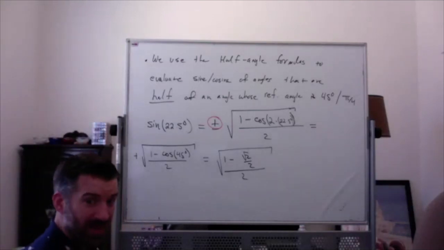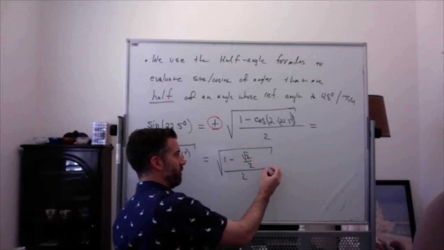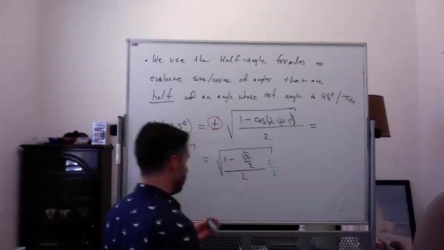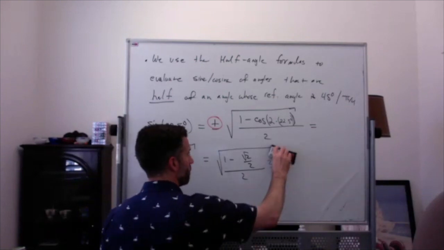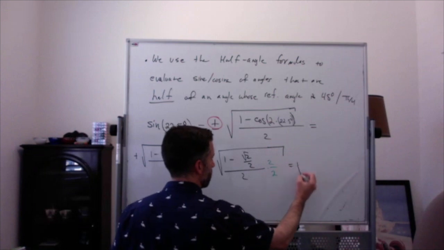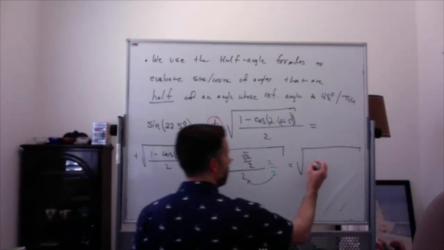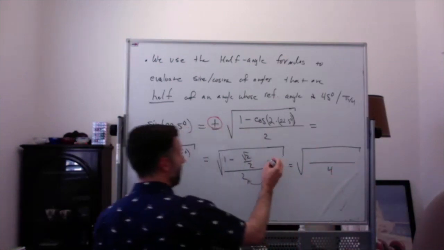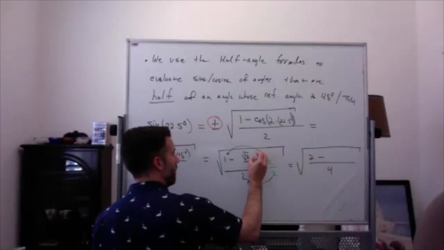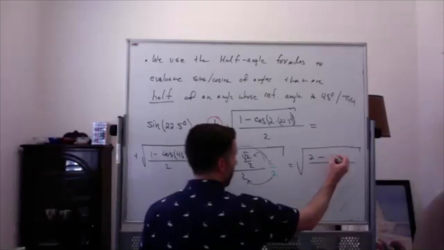So here's how the simplification works. I don't want fractions in fractions. So I'm going to multiply this by 2 over 2 in the radical. So on the bottom, 2 times 2 is 4. On the top, I distribute. 2 times 1 is 2. And 2 times root 2 over 2, the 2's cancel, and I get minus root 2.